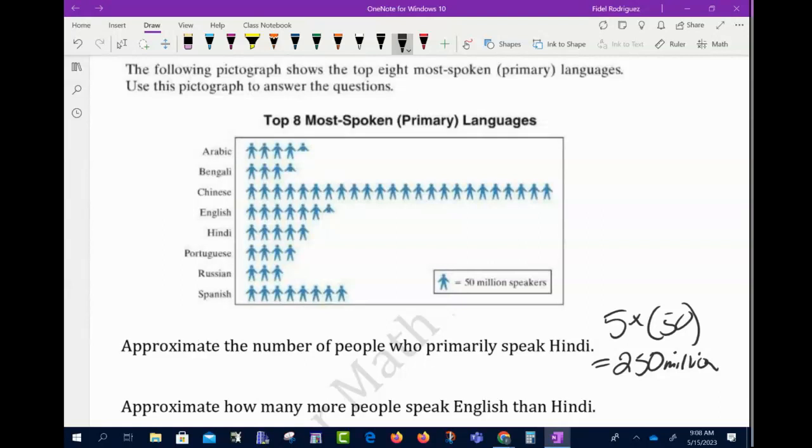Okay, look at the second question, y'all. The second question says, how many more people speak English than Hindi? So look, here's English. With Hindi, we knew that there was 5 people. 1, 2, 3, 4, 5, 6, 6.5. How many more is that though?